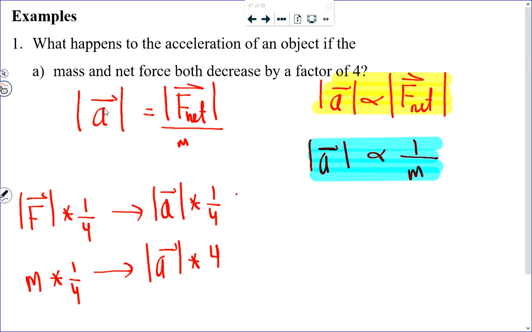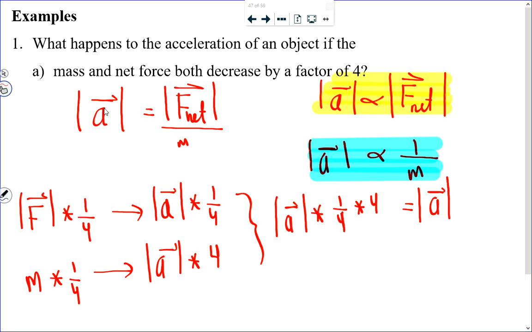And when we put these two things together, if I take the acceleration and I multiply it by 1/4, and then I multiply it by 4, I'm left with the original acceleration. So the answer to this question is nothing. Nothing happens to the acceleration if I reduce the force by a factor of 4 and then reduce the mass by a factor of 4. The acceleration will be the same.